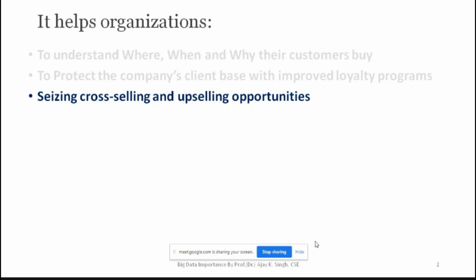Now coming to upselling, what is the meaning of upselling opportunity? How are we going to enhance upselling by using your big data? So upselling is nothing, but up means we are improving something, isn't it? And selling, we already know the meaning of selling. So up means we are going to enhance, we are going to increase the selling. So what is the meaning of this increased selling?